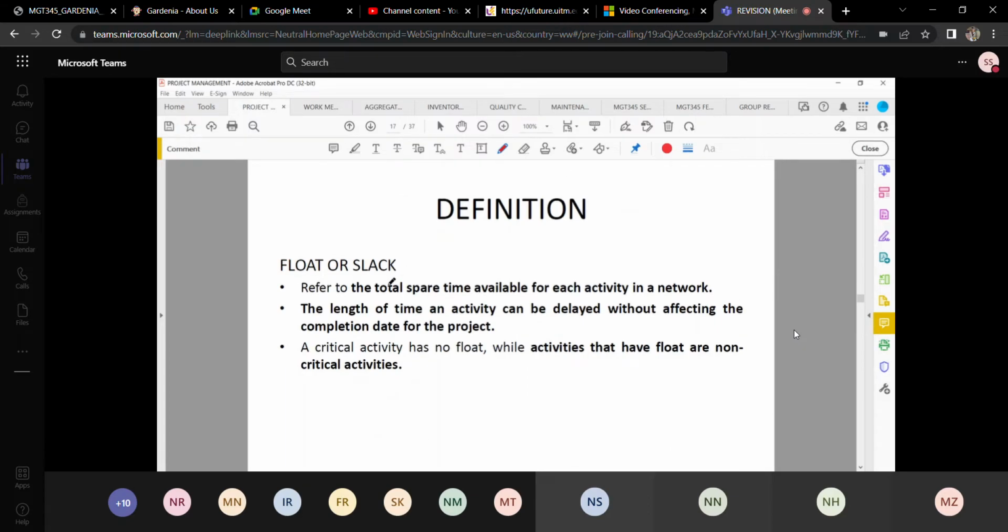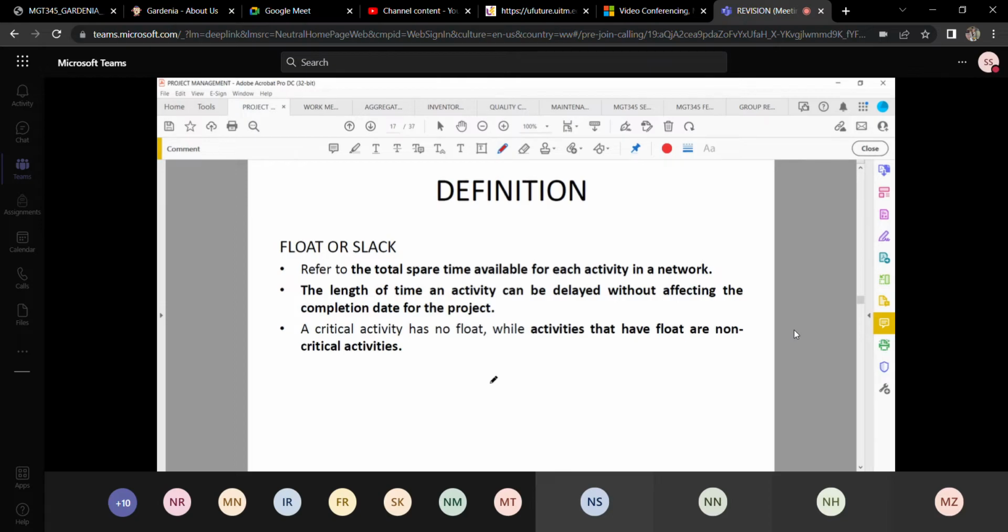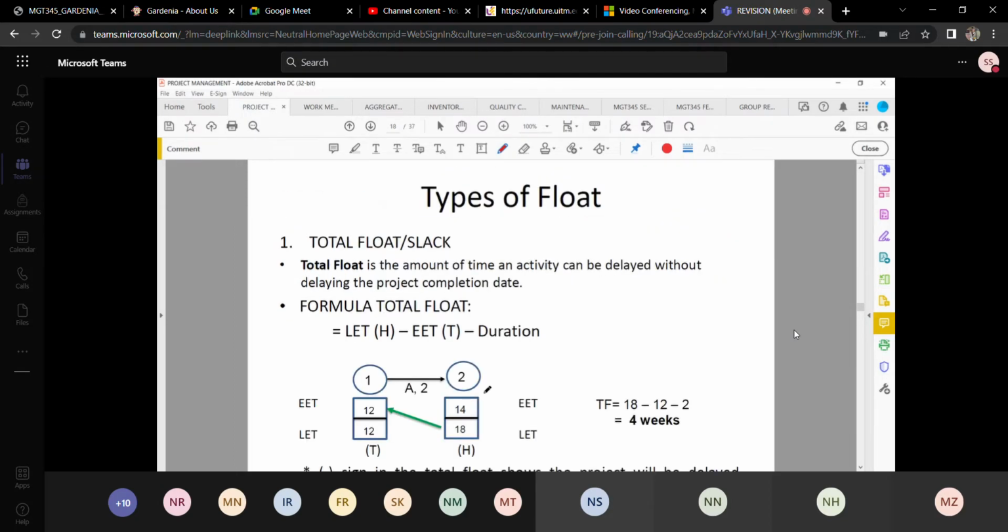Float or slack, okay, it refers to the total spare time available for each activity in the network. Okay, critical activities, they have no float. Okay, activities that have no float are critical. If they have float, they are non-critical activities. Okay, there are 3 types of float. Okay, total float, free float, and independent float.